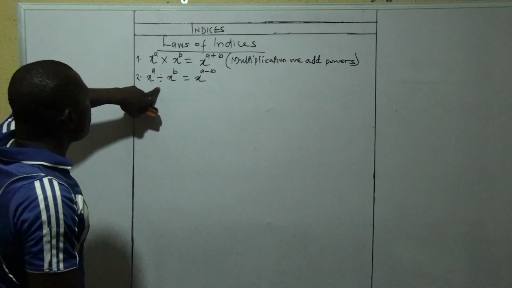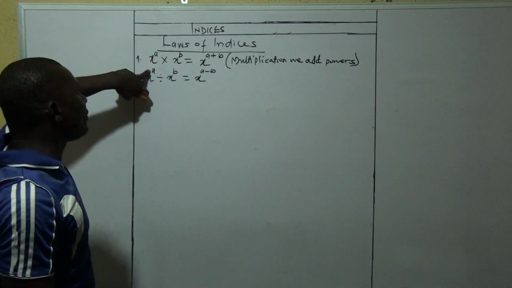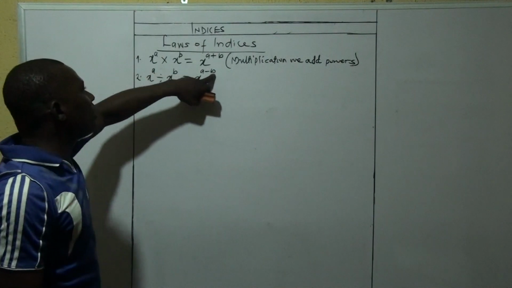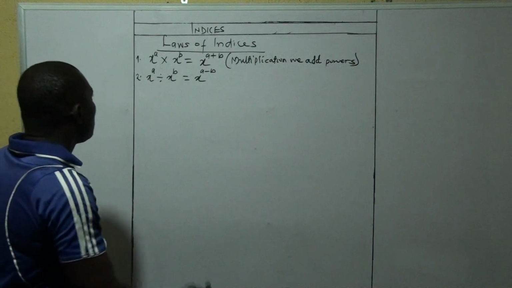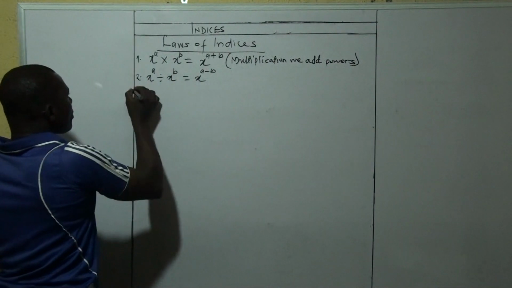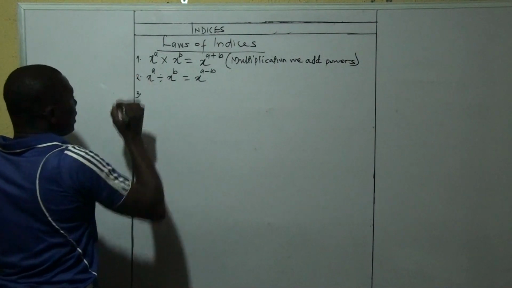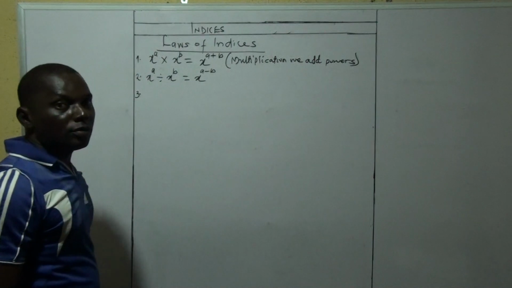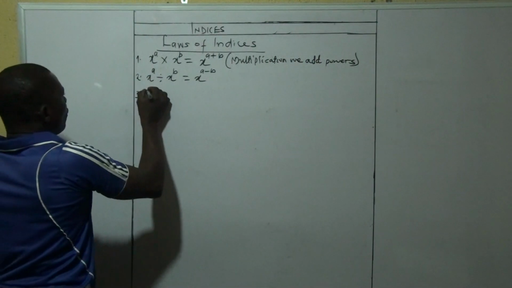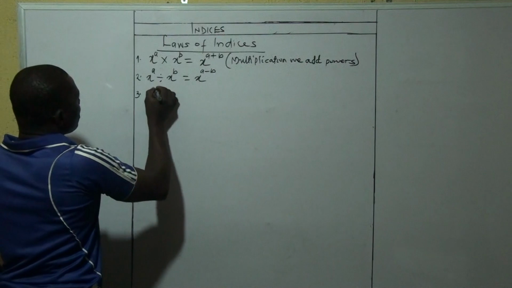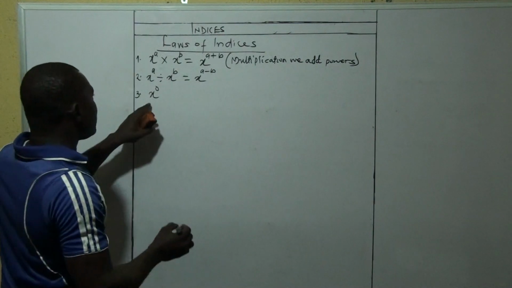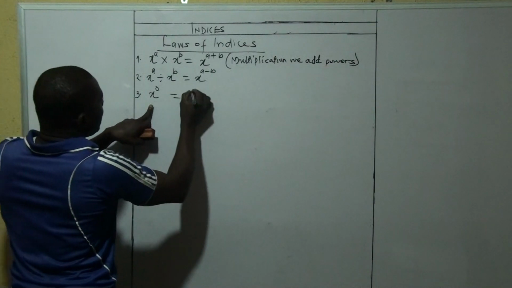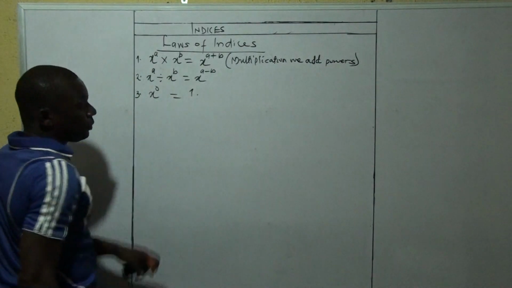So please be careful with this division sign. This is the one you write first. It should be this minus this. Don't write this minus this. Then we also have another law here. If we have x raised to power 0, any number raised to power 0 is equal to 1.